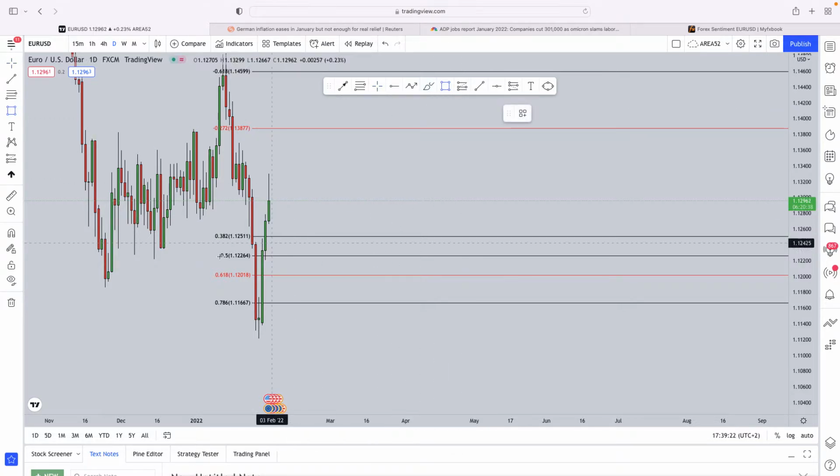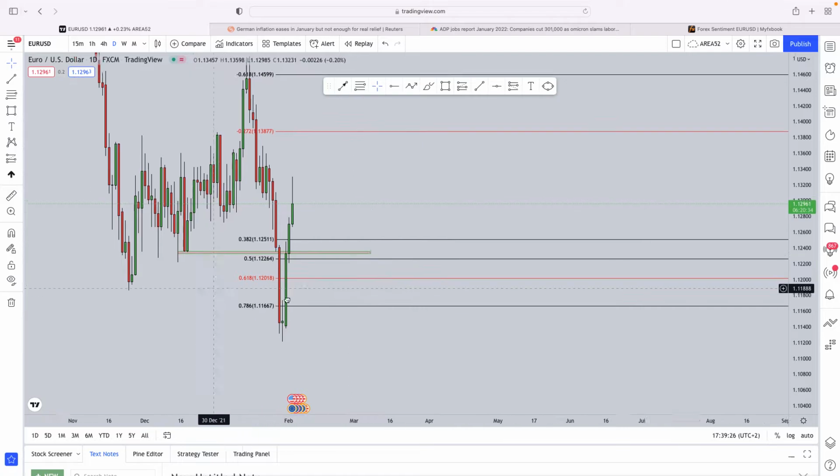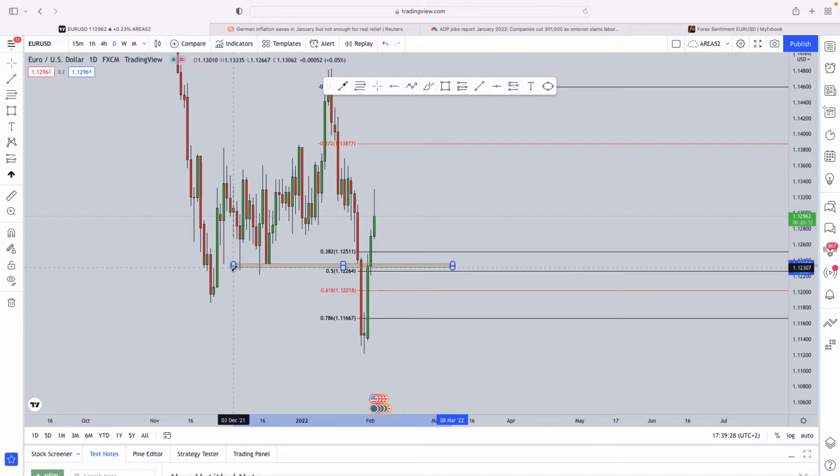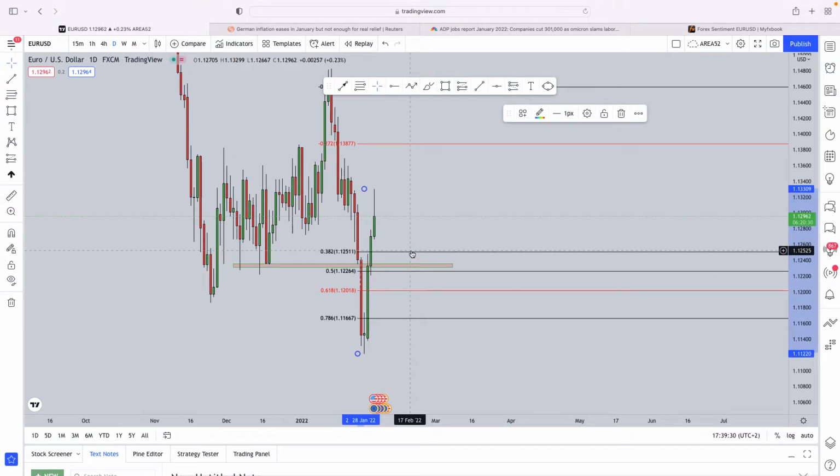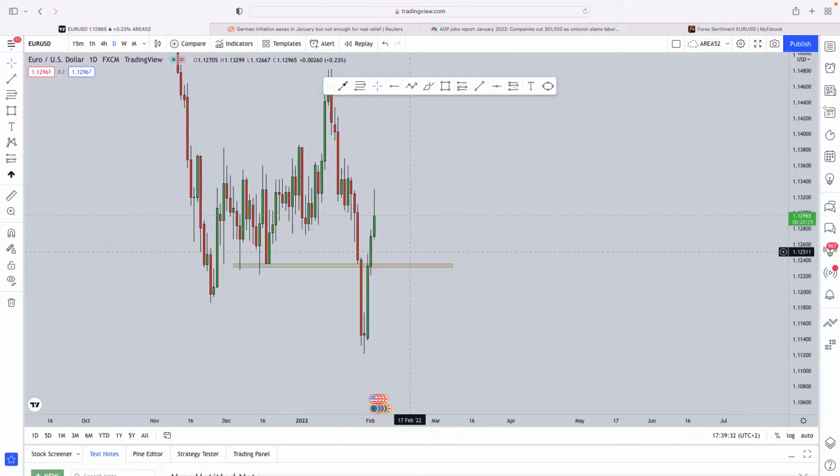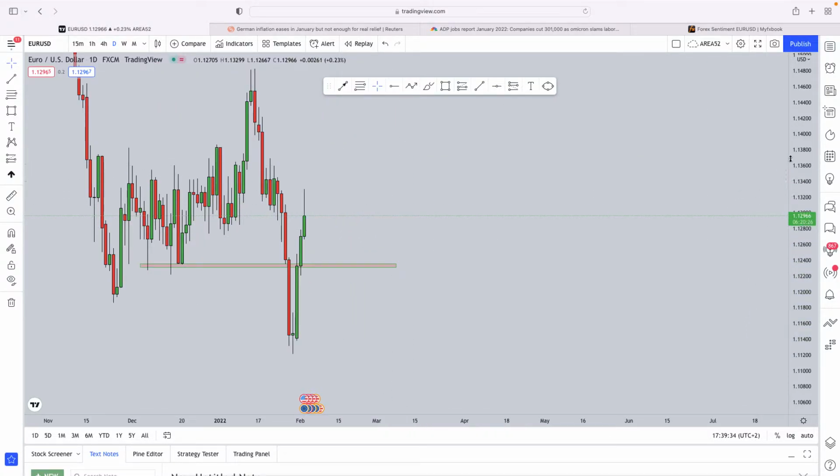However, if we do look left, we can see here that we do have this strong area in the market that acted as support there as well. Now the market broke above that. Now all of that support is once again turned resistance.